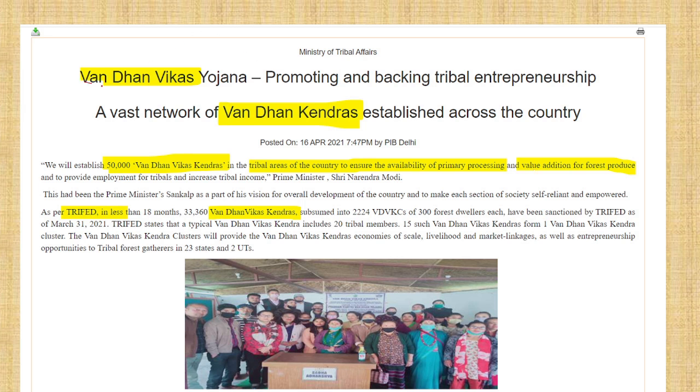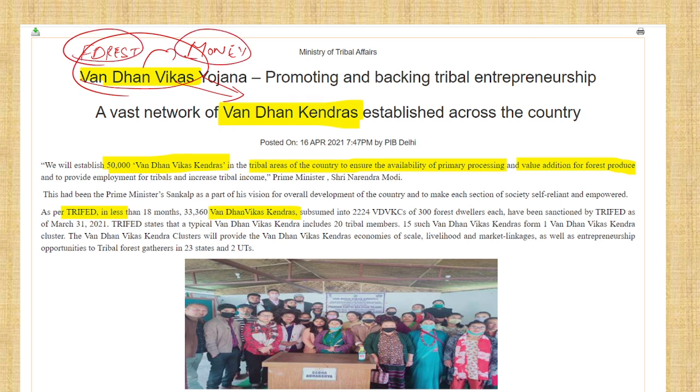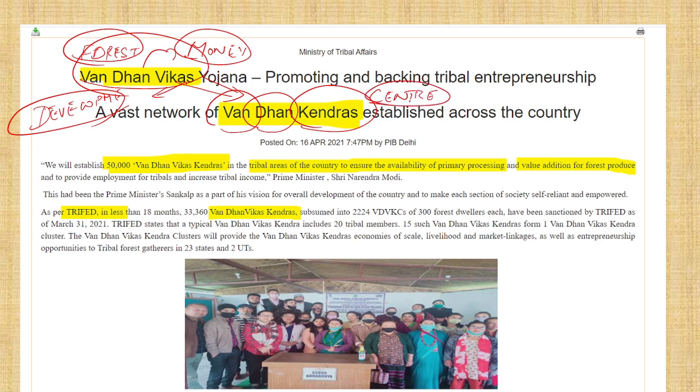Okay, then this Vandan Vikas Yojana. What does Vandan Vikas Yojana mean? In Hindi, Van means forest, Dhan means money or wealth. So forest wealth. Vikas means development. So in Hindi, it means these three things: forest wealth development. So for forest wealth development, you are creating forest wealth Kendras, centers. Kendra means center. Kendriya Vidyalaya, central school, that is why it is called Kendriya Vidyalaya, center. Kendra Sarkar means central government.